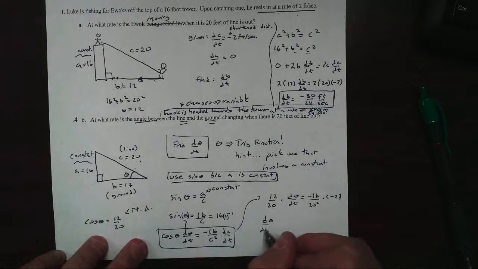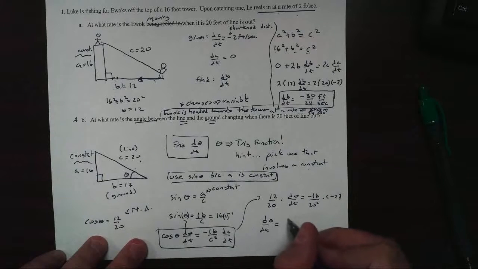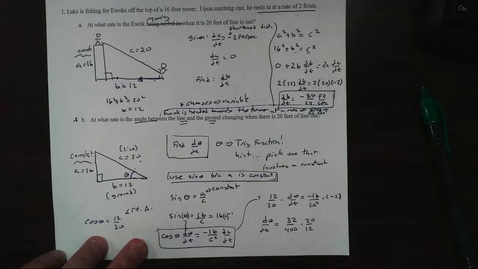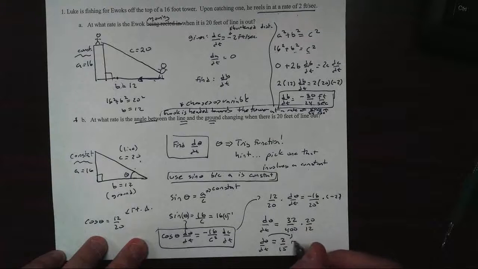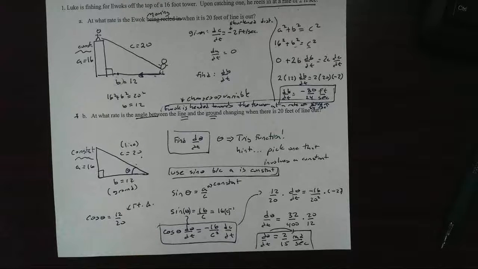D theta dt equals, this becomes 32 over 400 times 20 over 12. I just kind of simplify that real quickly. And if you reduce that, what you wind up with is 2 over 15. Now, the units are very important. How do we measure change in angle? It's going to be radians per second. And there we go. That's a very big question for us, okay?